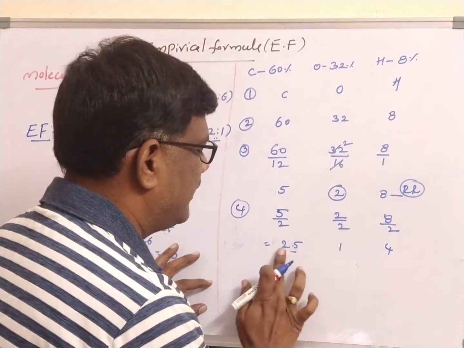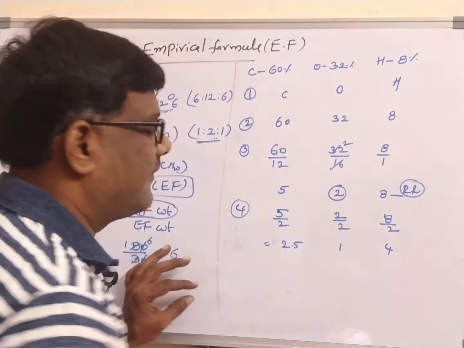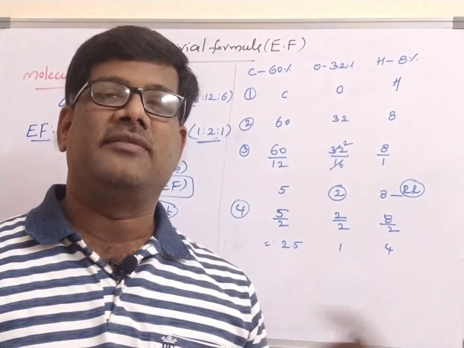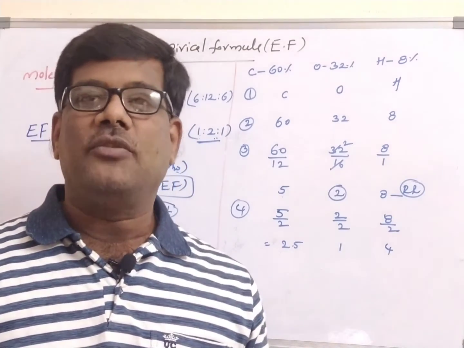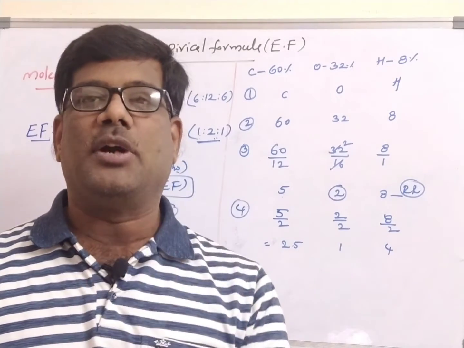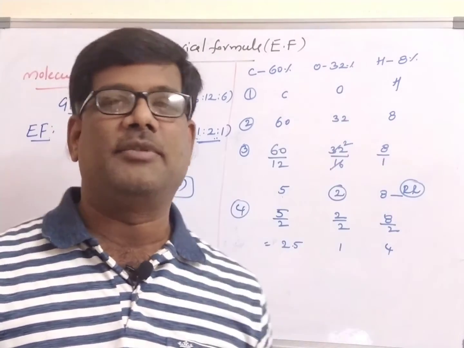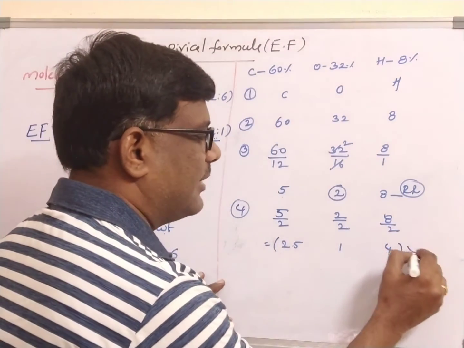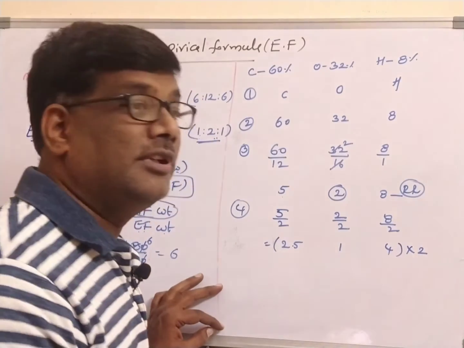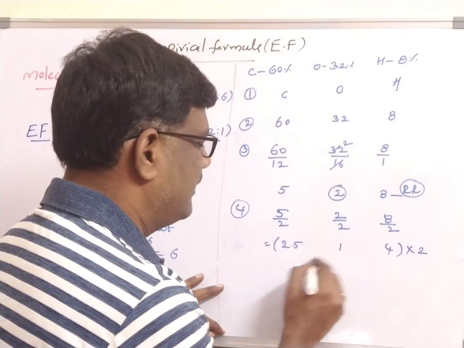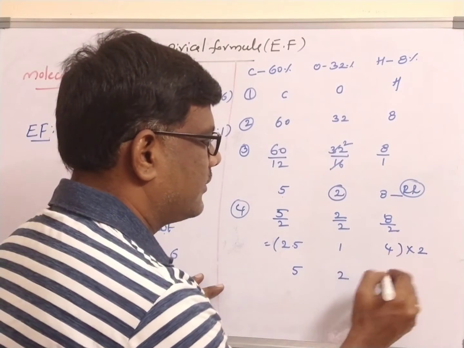But here, instead of an integer, you are getting a fraction. So whenever you get a fraction, what do you have to do? It must be converted into an integer. How is it converted into an integer? It must be multiplied with the smallest suitable integer. So 2.5 must be converted into a whole number. Multiply 2.5 with 2. 2.5 times 2 is 5, 1 times 2 is 2, 4 times 2 is 8.